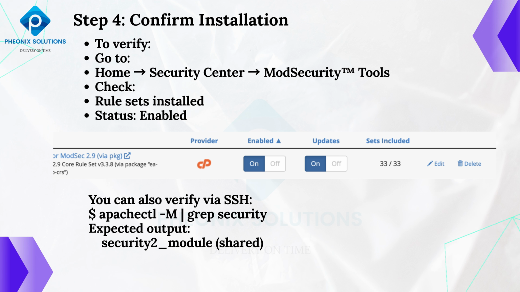Step 4. Confirm installation. To verify, go to Home, Security Center, ModSecurity Tools. Check Rule Sets Installed, Status Enabled. You can also verify via SSH: $ apachectl -M | grep security. Expected output: security2_module (shared).